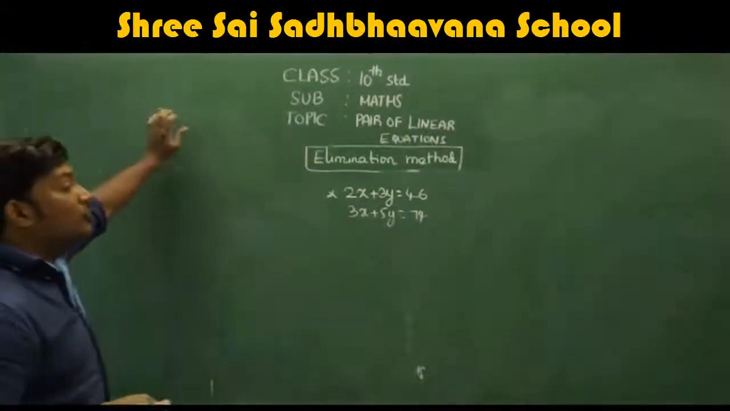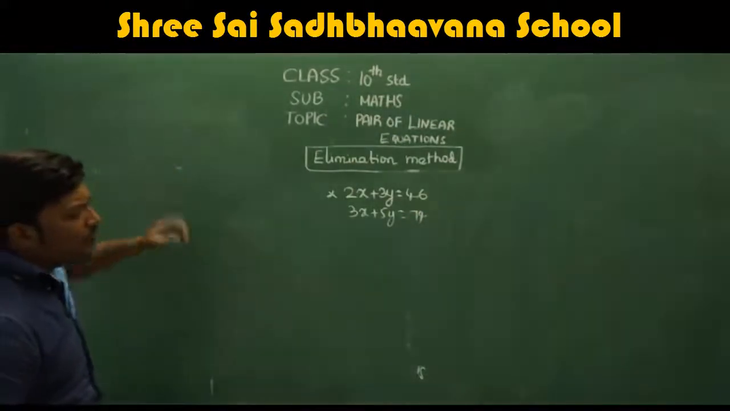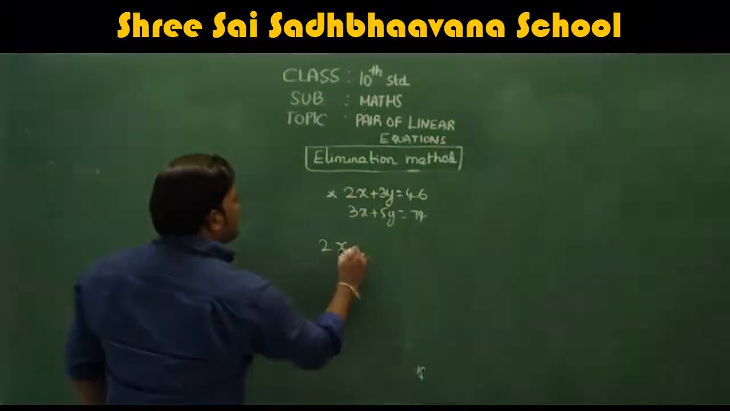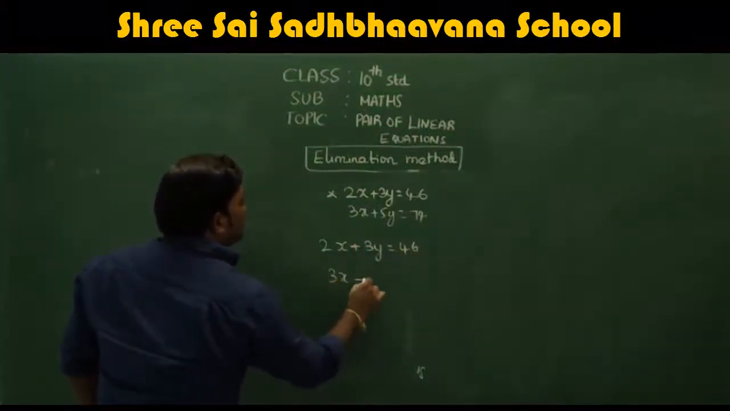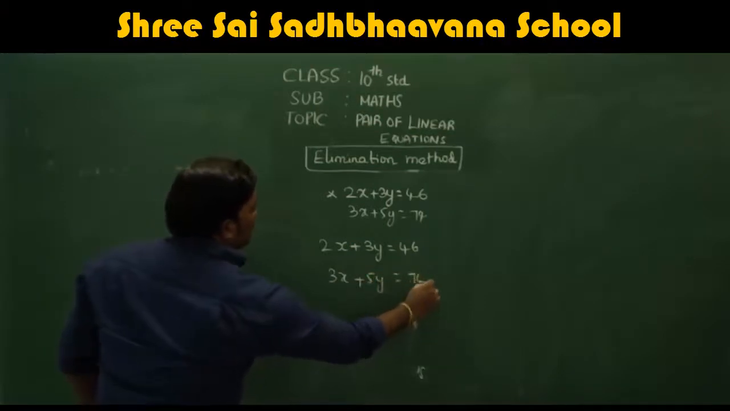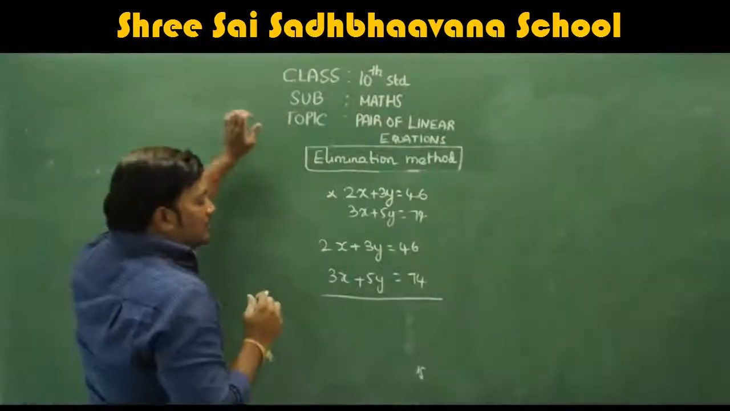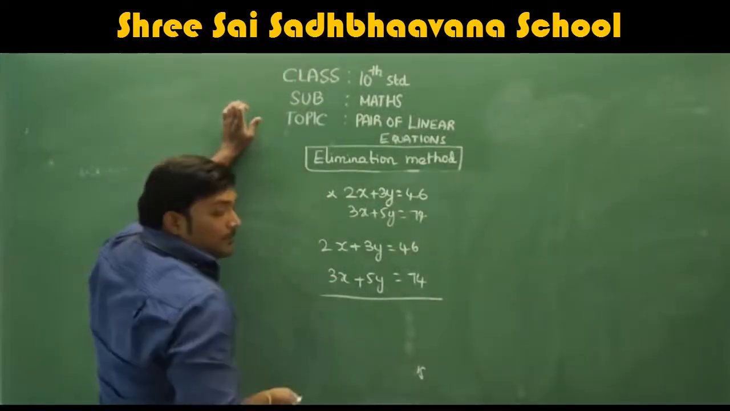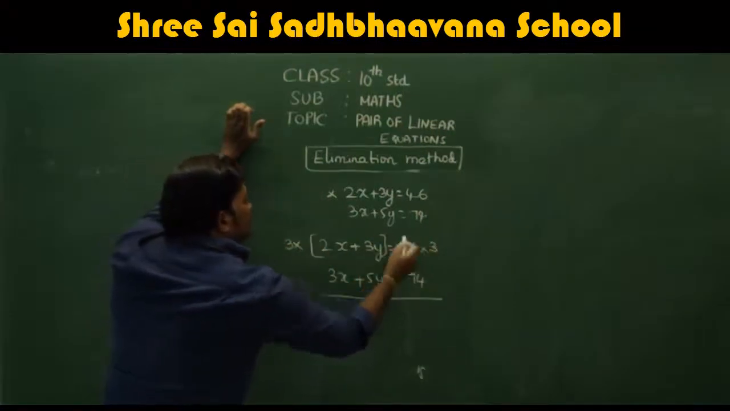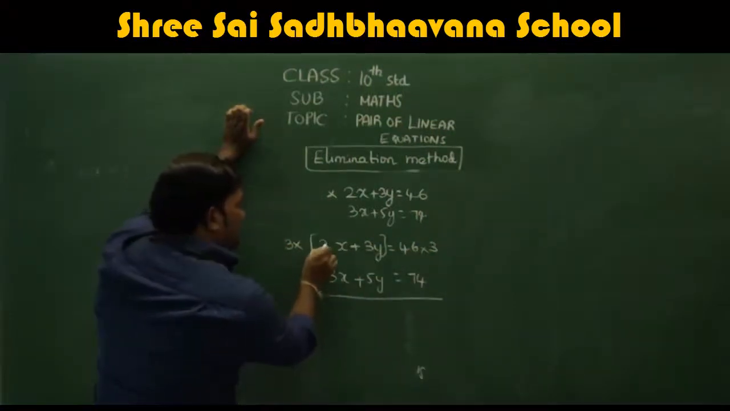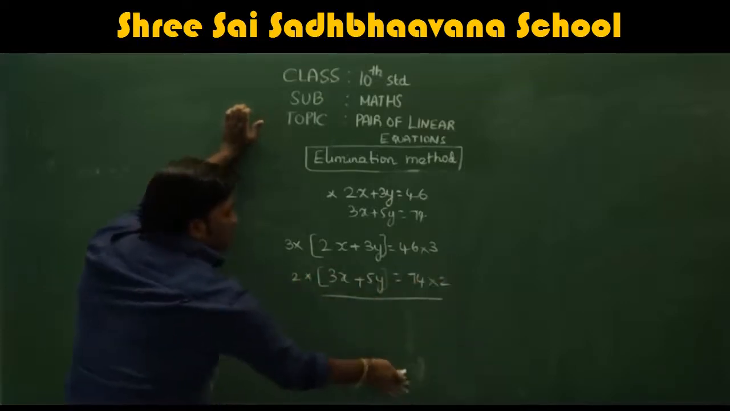2x plus 3y is equal to 46 and 3x plus 5y is equal to 74. Same method you have to follow here. First write the equations. 2x plus 3y is equal to 46 and 3x plus 5y is equal to 74. Now, same thing. What is the x coefficient here? Plus 3. So multiply with 3 on both the sides. And what is the x coefficient in the second one? 2, again multiply both.